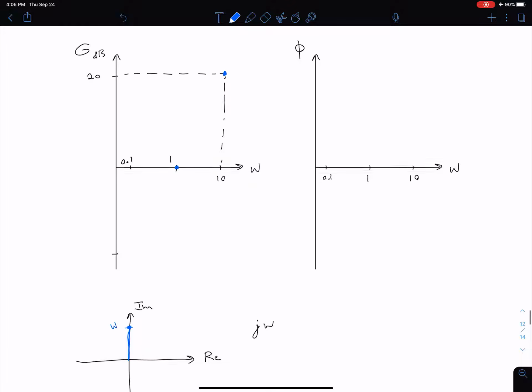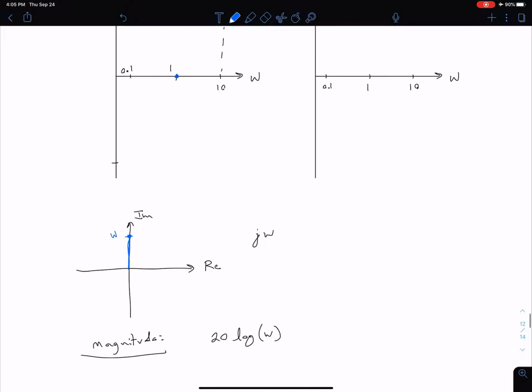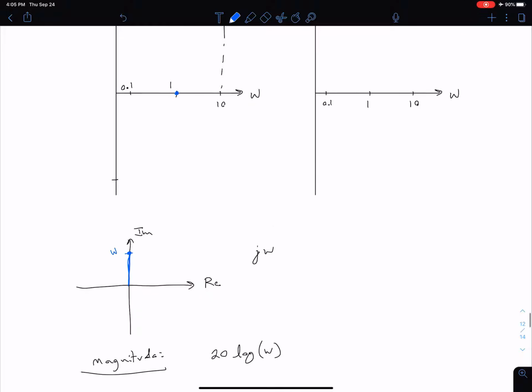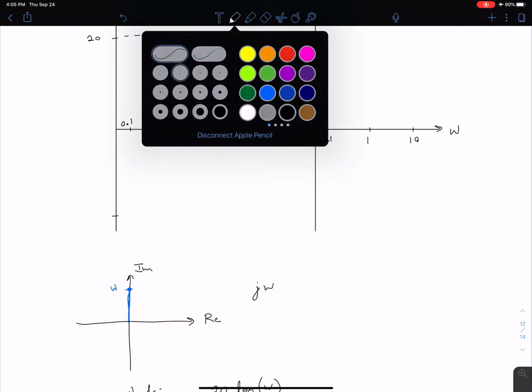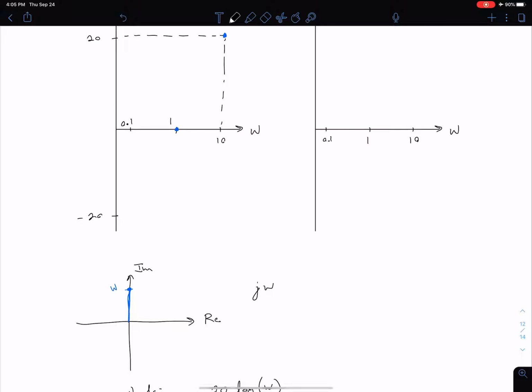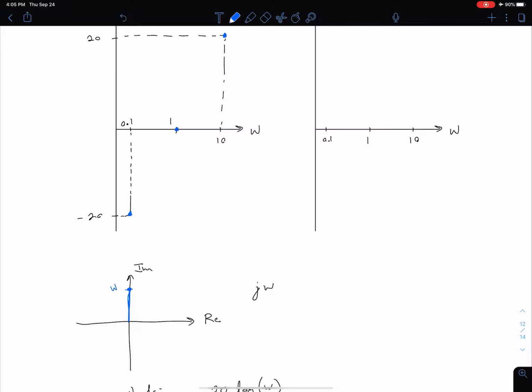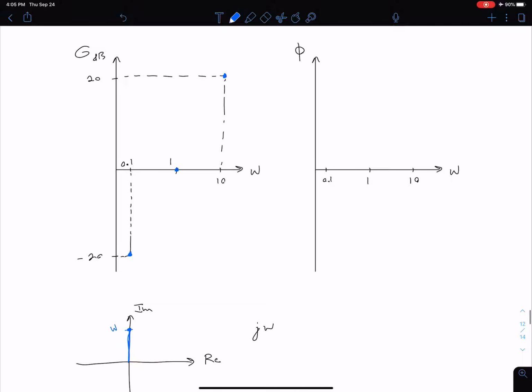If we go the other direction and we make our omega 0.1, we see that that is going to make our log of 0.1 negative 1. So negative 1 times 20, of course, is going to give us negative 20. So negative 20 here. And so we're going to have our third point at that intersection there. So we have something that looks like that. So now we can connect these lines to get an idea of what this looks like. And of course, this is going to extend on in either direction.